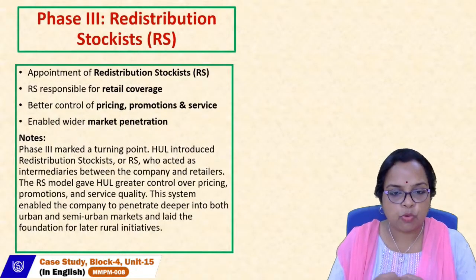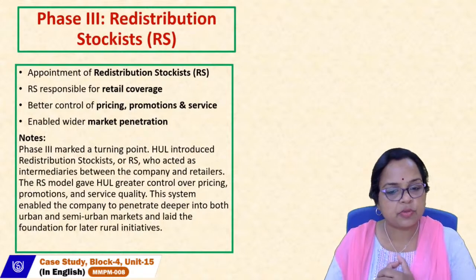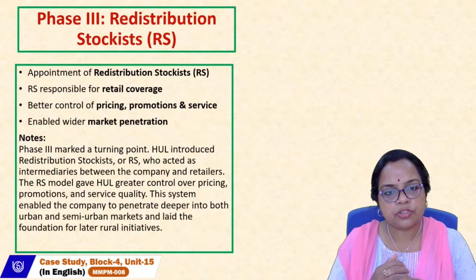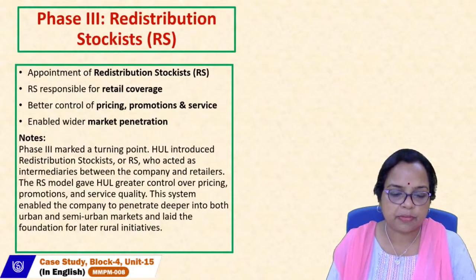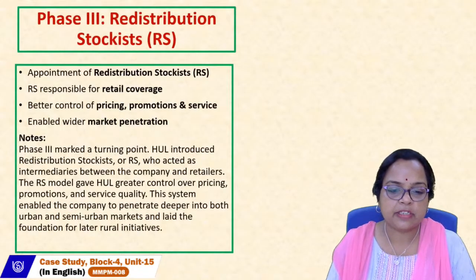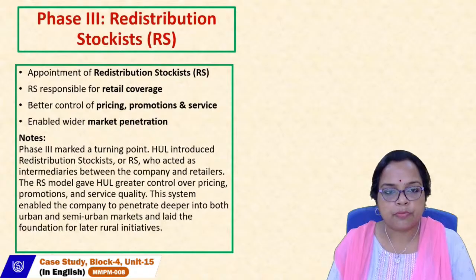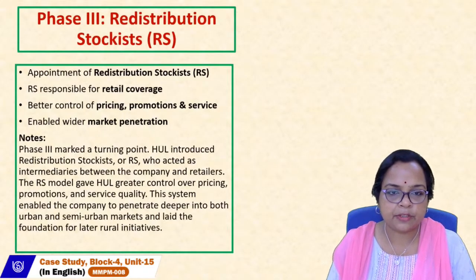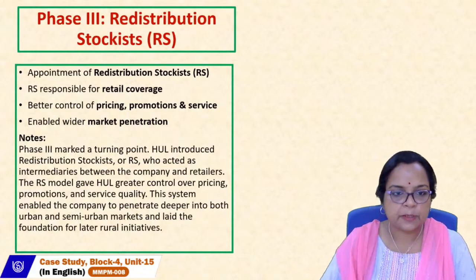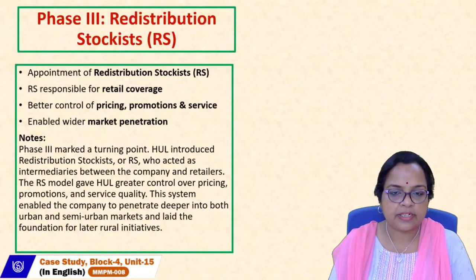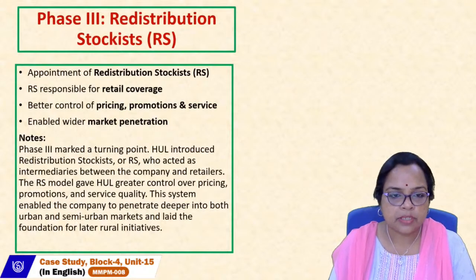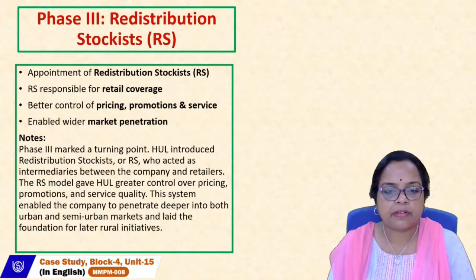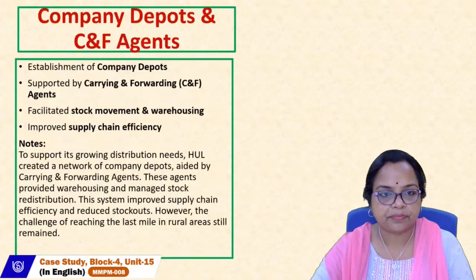So they started gaining more control over pricing, promotion, and service quality. Phase 3 through redistribution stockists enabled the company to penetrate deeper into both urban and semi-urban markets and laid the foundation for later rural initiatives. Phase 3 was majorly about the appointment of redistribution stockists. They are responsible for retail coverage, better control of pricing, promotion and service quality, and better connectivity between the marketer and the retailer, and the company witnessed wider market penetration.